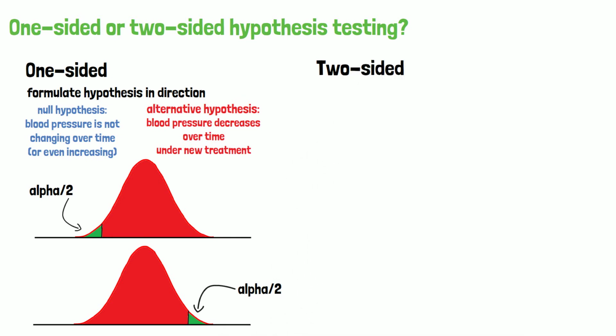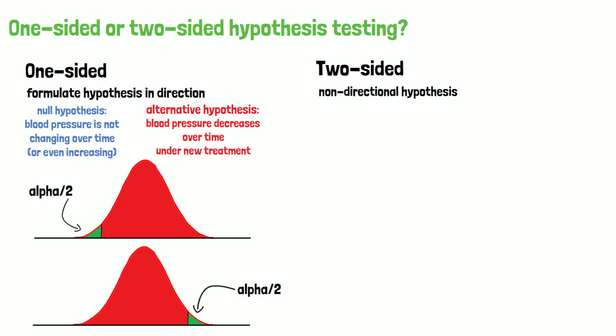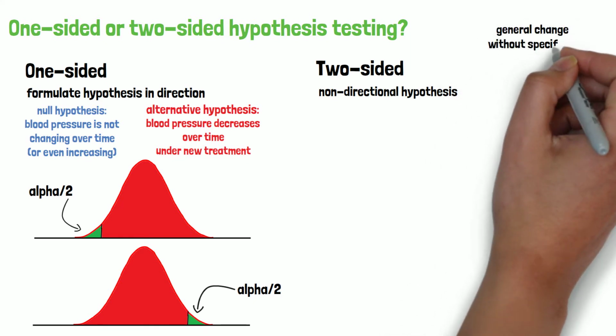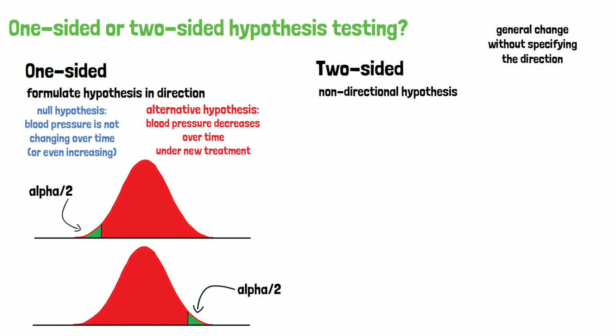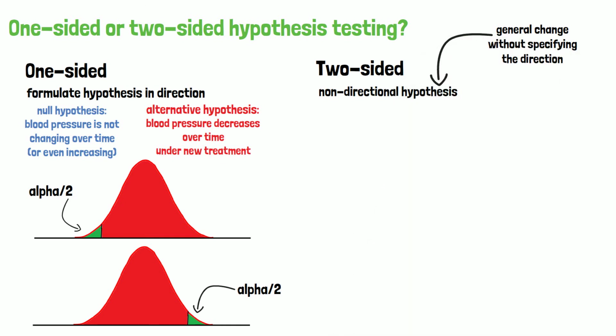A two-sided test is a non-directional hypothesis test. It is used when the research question is asking for a general change without specifying in which direction. This implies, of course, that from a significant result it cannot be derived whether the treatment was better or worse, only that it changed significantly.